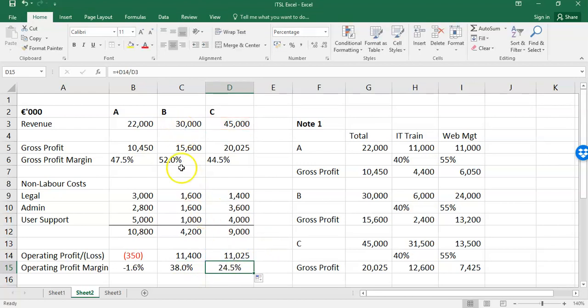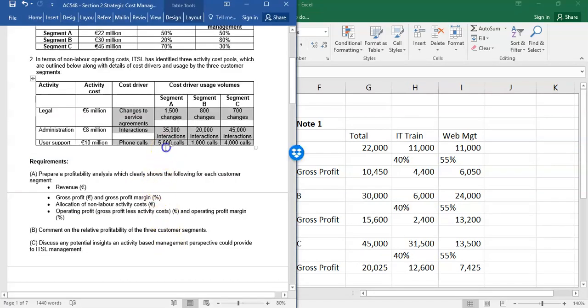So we can see here B has the best service mix, therefore it has the best gross profit margin, and it also has the best operating profit margin. While A has the second best gross profit margin, it actually uses an awful lot more of the non-labor costs. And that is coming from your activity analysis here. It uses half of all changes, 1,500 out of 3,000. It uses the second most amount of interactions, and it's well ahead in terms of it uses half of all the calls as well. So it takes a significant amount of overheads.